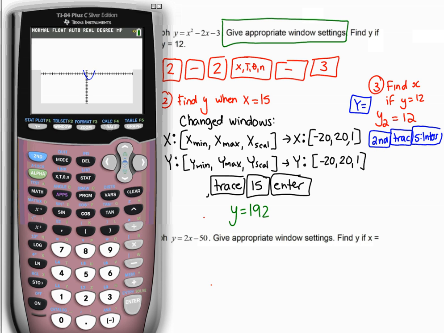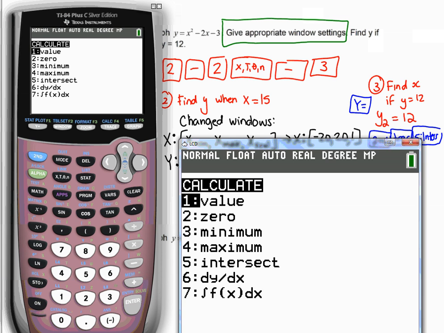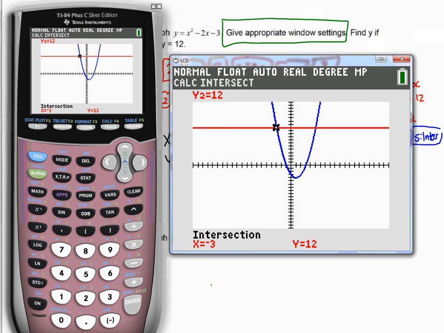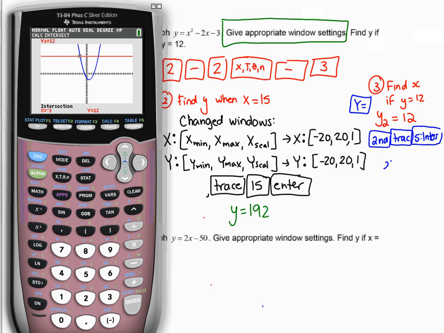Okay, so second trace. Pull this up again. Number 5 for intersect. Now here's the thing. This time there's two intersection points. So we need to scroll to the one we want first, then push enter 3 times. Which one do you want to do first? The one on the left or the right? Left. Okay, so let's scroll over. So use your cursor, get over to the left one, and then push enter 3 times. 1, 2, 3. Answer is x equals negative 3 is the first one.